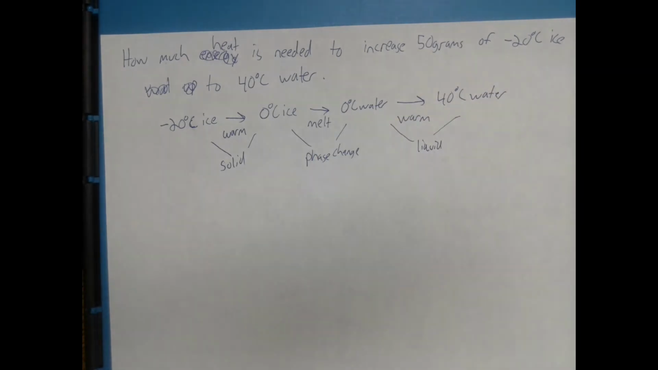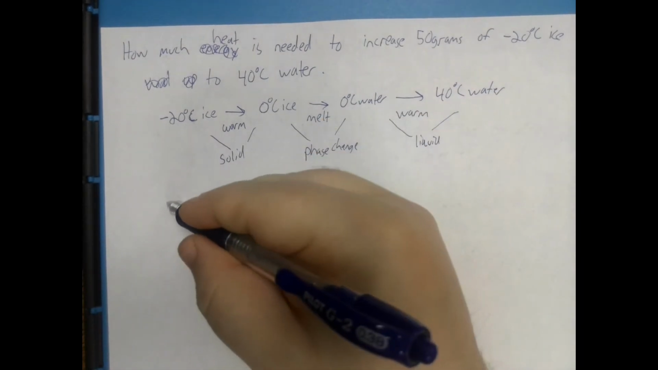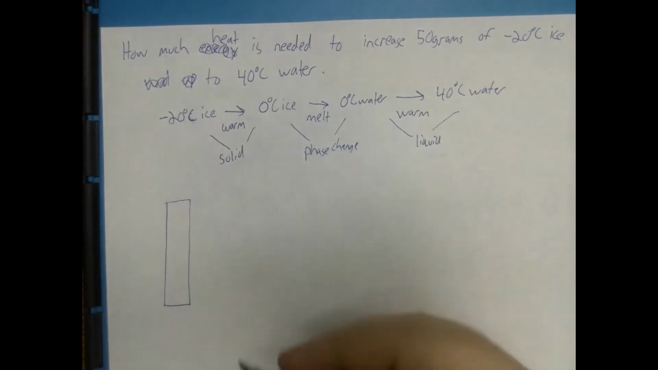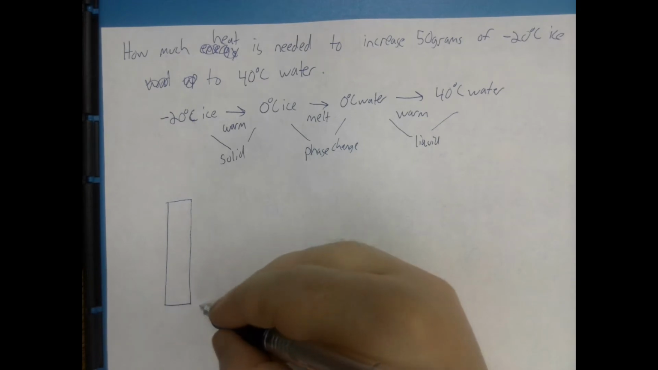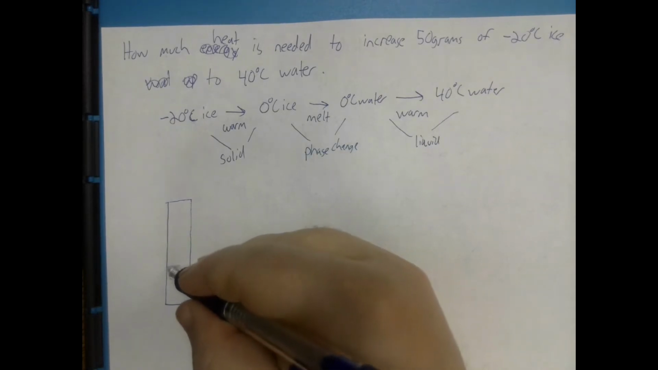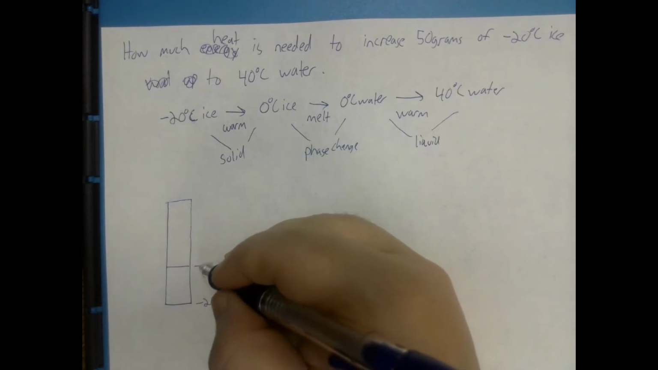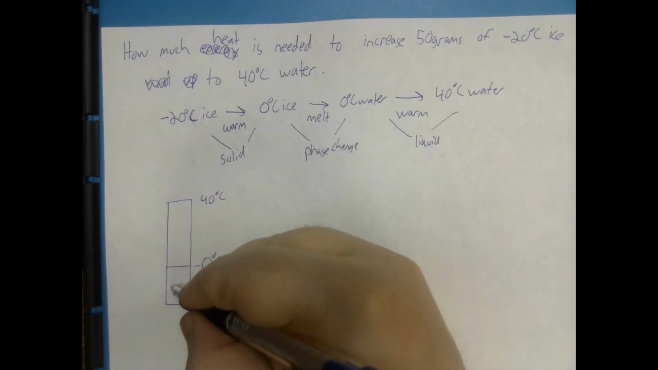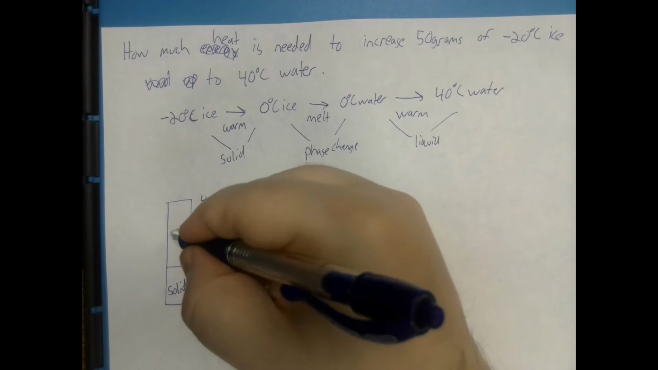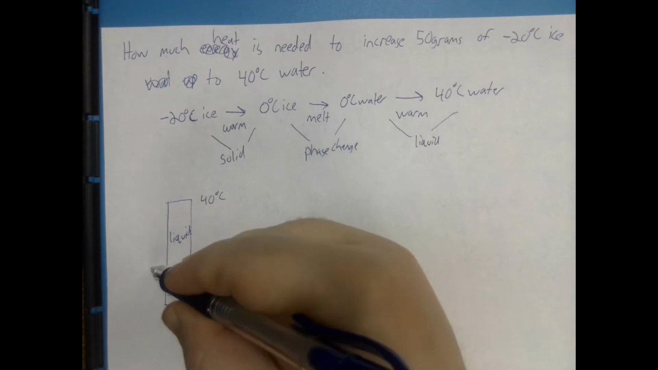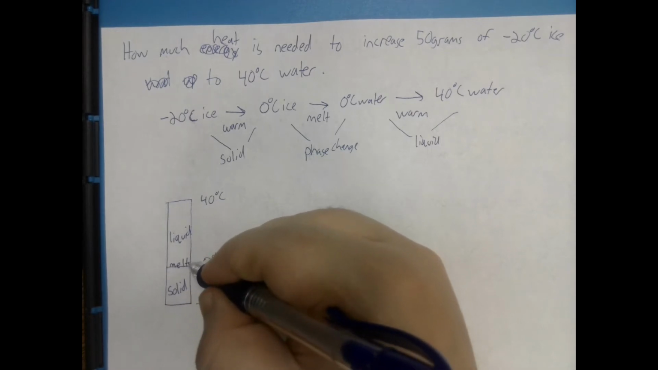So we're going to end up with 3 equations. I like using this little grid to help me track. So I'm starting out at negative 20 degrees Celsius, and I'm going up to 0 degrees Celsius, and eventually 40 degrees Celsius. Here is a solid. Here is a liquid. And then this is the phase change when it melts.